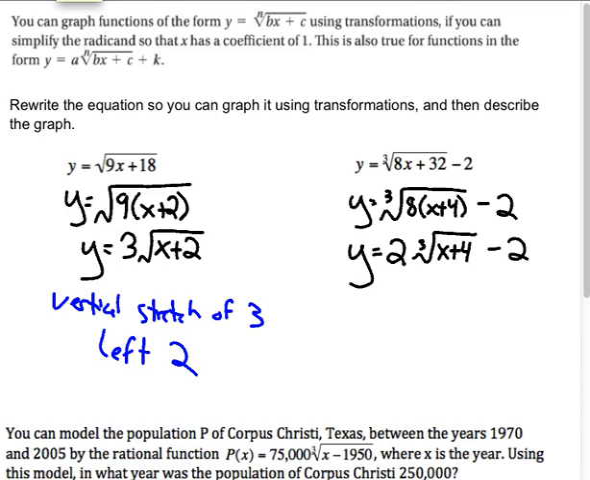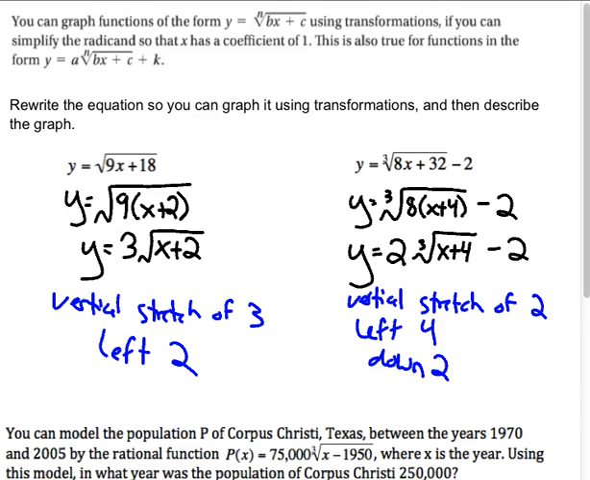I have a vertical stretch of 2, left 4, and down 2. So that's going to be another skill that we're going to work on more in class and with your practice work, but it's something I want you to be aware of. Seemingly complex things can actually be a little bit simplified.